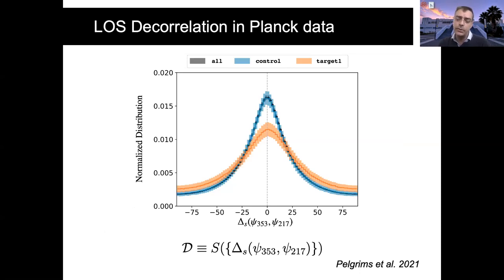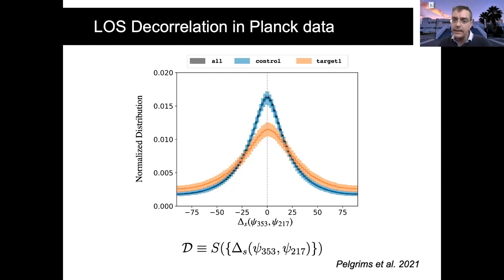Here I show the distribution of the polarization direction change, the polarization angle change between the two frequencies, 353 and 217, in the Planck maps. And I show it for 3 sets of pixels: all the Planck pixels of the high galactic latitude sky in black, the control pixels in blue, and the target pixels in orange. D here is the spread of these distributions.